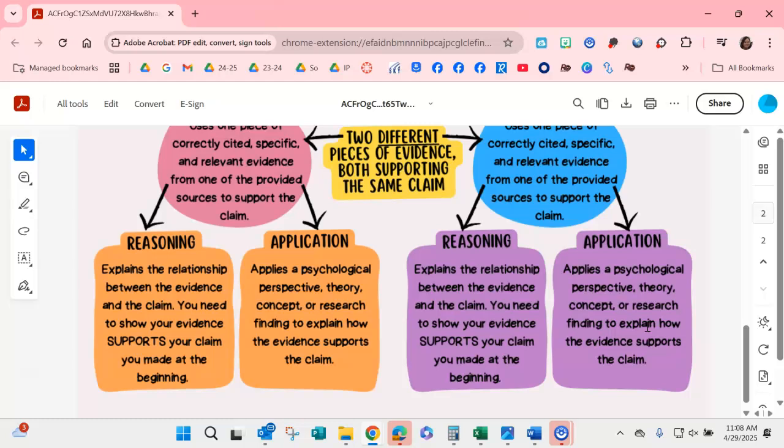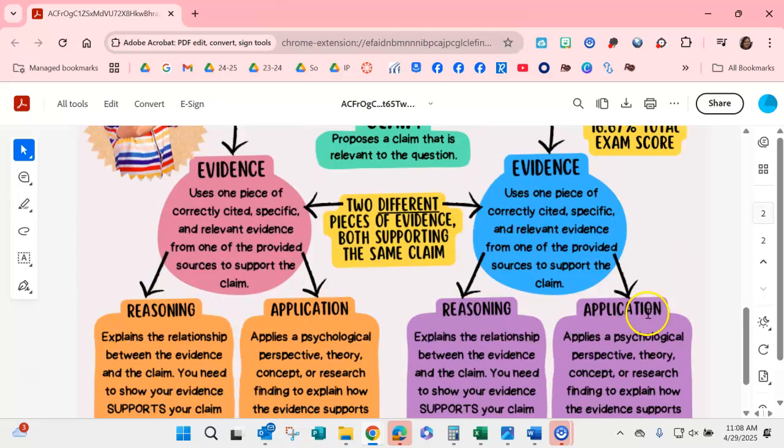So if they're talking about the hippocampus, you can't use hippocampus as your application. You've got to use something else, pull something else out of your brain. Now, if you're like, I can't think of anything, remember that all the other ones would be 5 points out of 7. So if you can't remember an application, it's okay. You could still try to get all the other points.